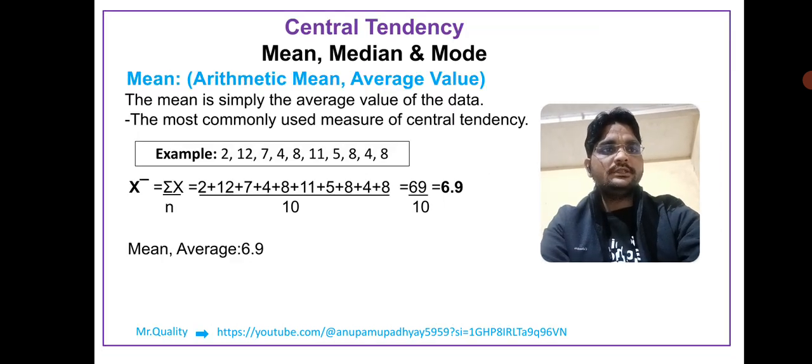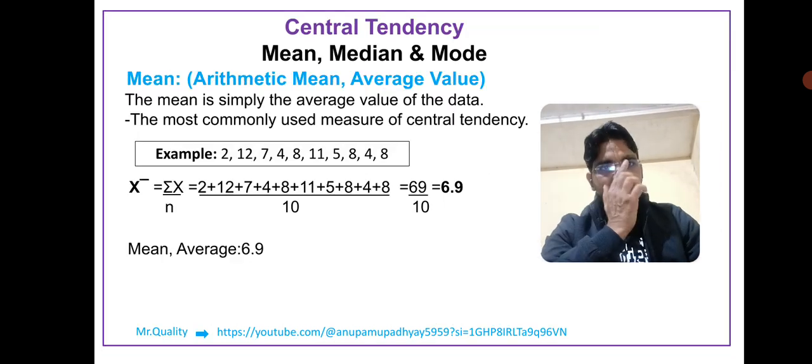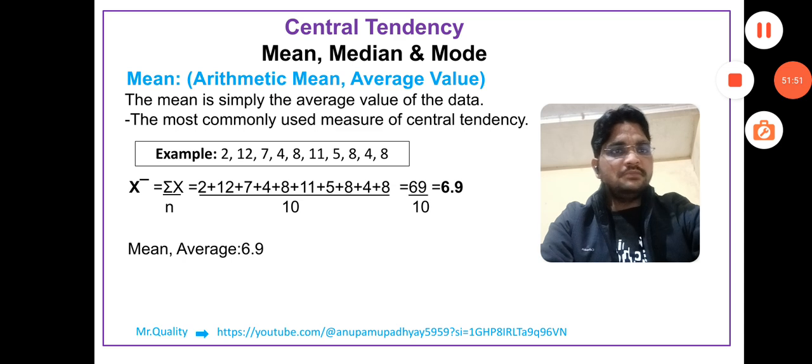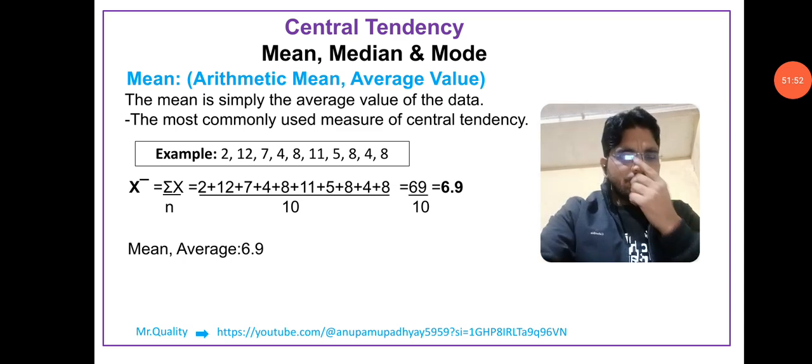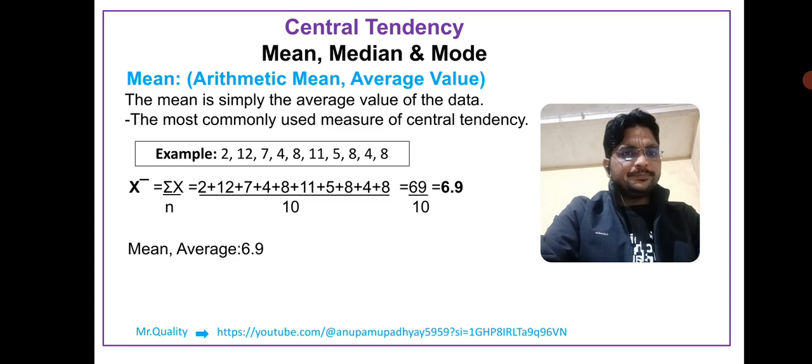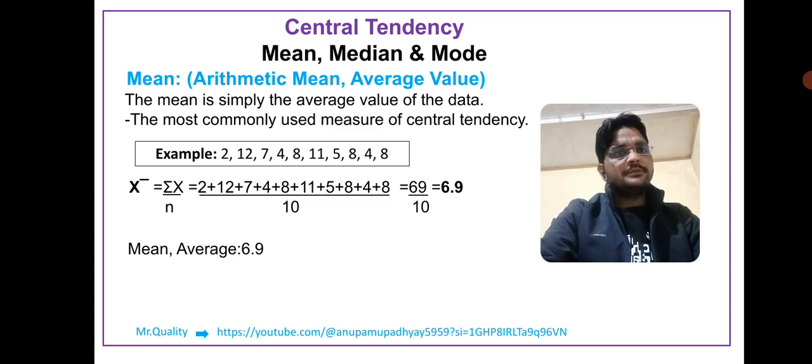What is central tendency? It means mean, median and mode. What is the mean? Mean is the arithmetic mean, also known as the average value. The mean is simply the average value of the data, the most commonly used measure of central tendency.